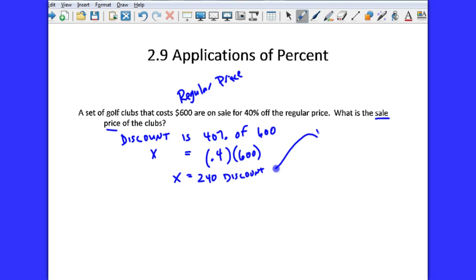Okay, because to get that answer, you have to take the regular price, which is 600, and subtract the discount, because the question asks for the sale price. 600 minus 240, work that out. I believe it's 360. You can check my math on that. I'm pretty sure it's right.